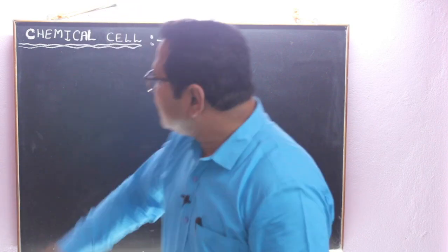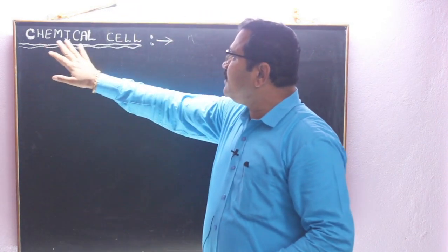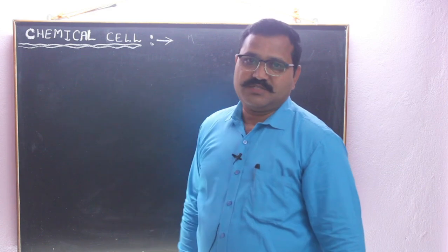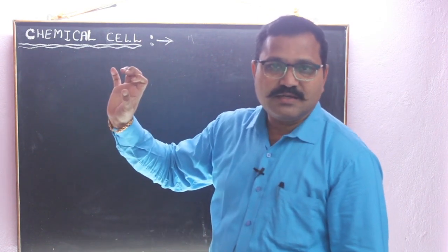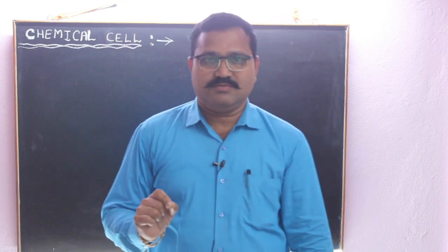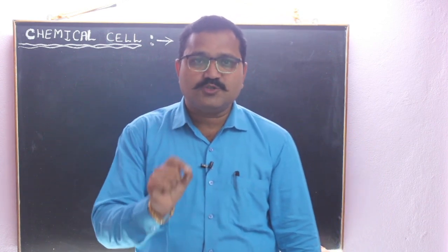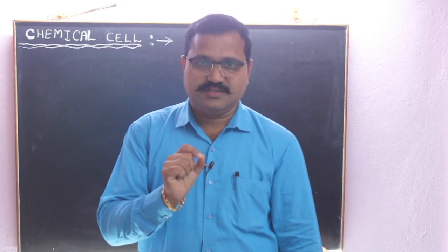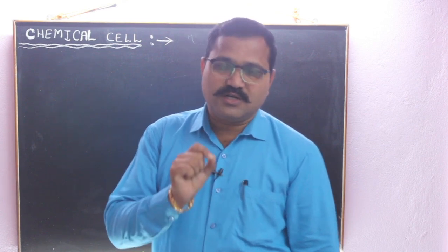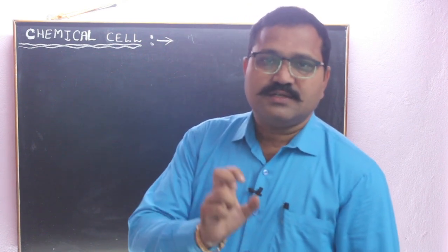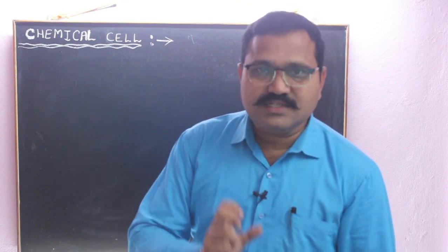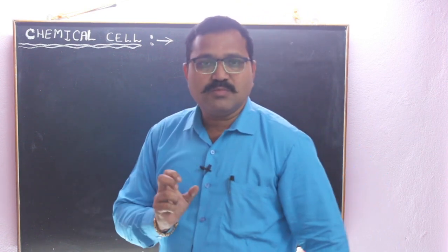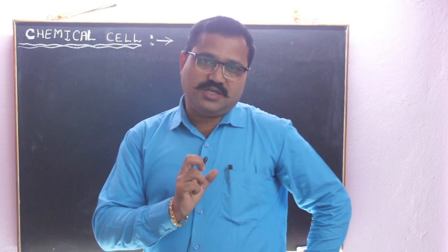Now today we will see the point chemical cell in electrochemistry. Now what is meant by chemical cell? The cell in which there is an actual redox reaction. That cell is called a chemical cell. Electricity is generated from spontaneous redox reaction.